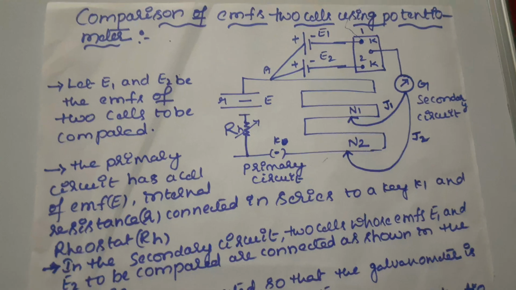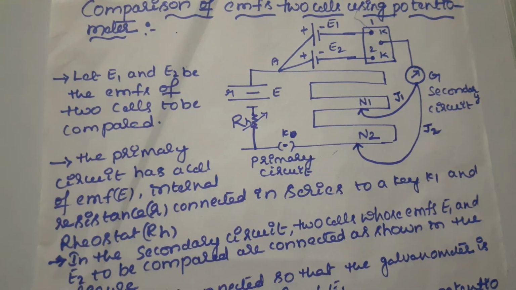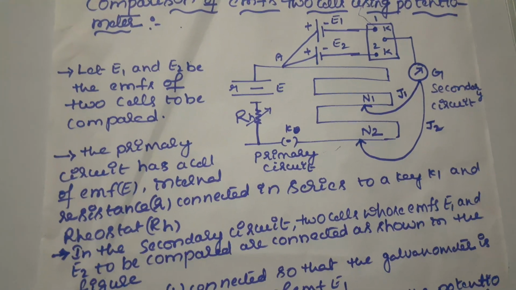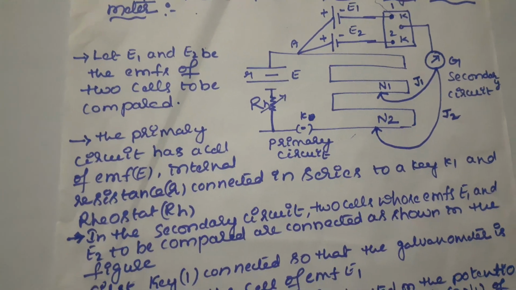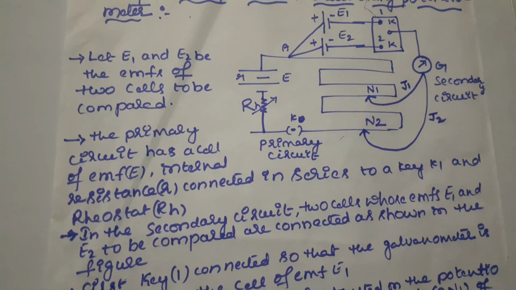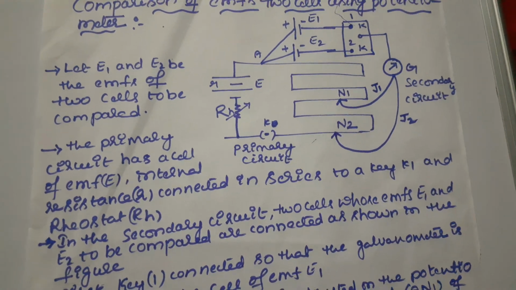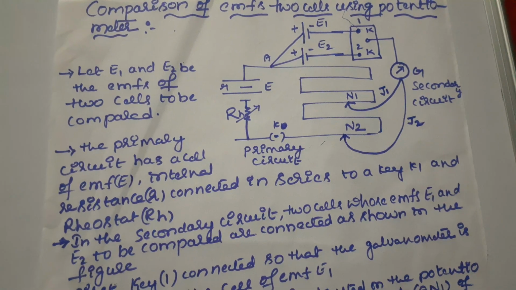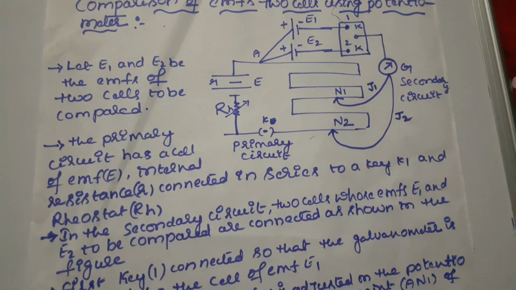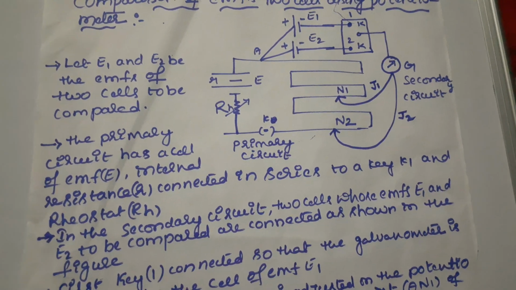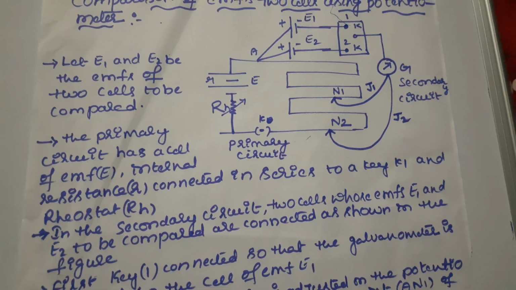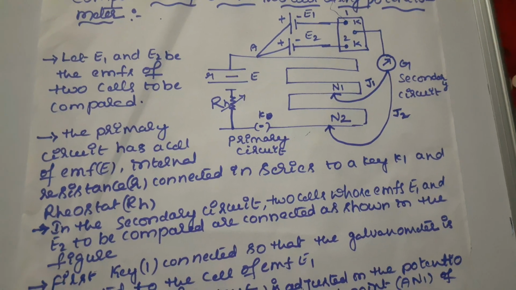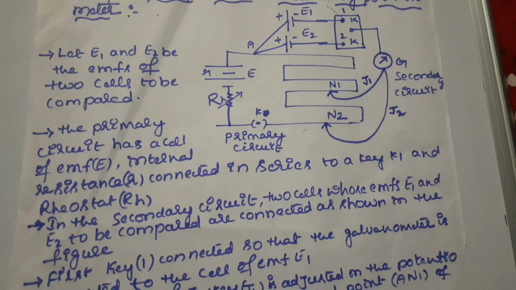The secondary circuit consists of two cells E1 and E2, and the primary circuit consists of a battery with EMF E and a galvanometer G, with a moving wire denoted by J1. At the position N1 it is jockey 1, and at the position N2 it is jockey 2.